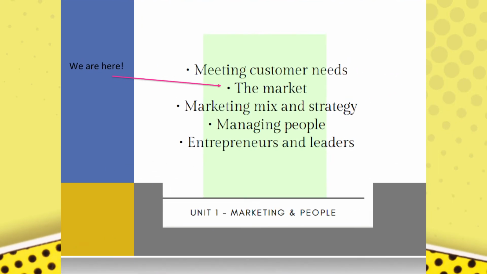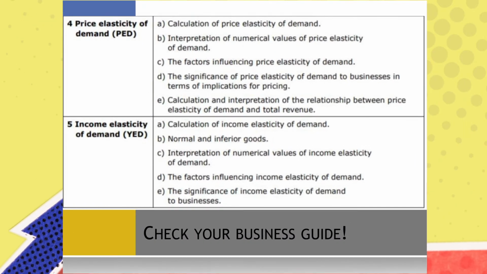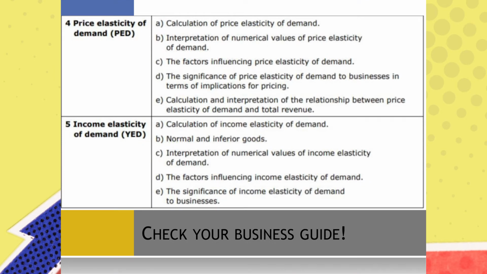In regards to where we are at in our first unit, we are specifically within the market. And remember, we always need to make sure we are checking off our business guide. So we have previously looked at price elasticity of demand. All of those letters, A, B, C, D, E, you should be comfortable doing. And we are now moving on to number 5, income elasticity of demand, which is YED. So these are our achievement objectives for this topic.